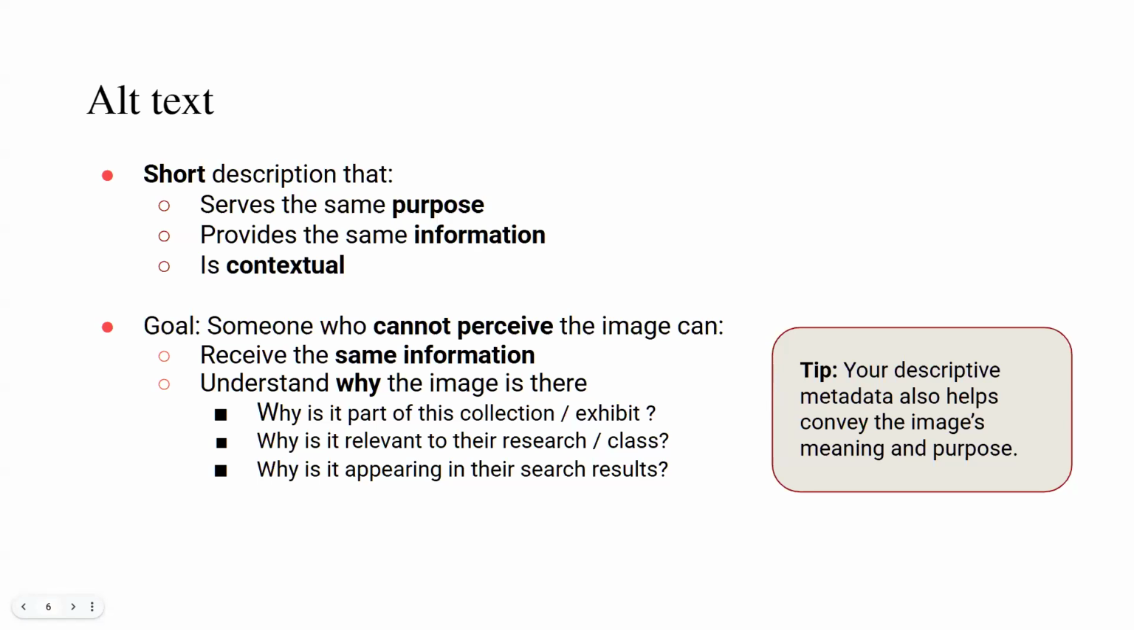All images in your collections that you are making available online need to have alt text to be accessible. And the goal for this is to ensure that someone who can't perceive that image is getting the same information as someone who can, and also understands why the image is there. This also means that when you think about alt text, you should think about where and how your collections are being used, whether that's research, teaching, a particular exhibit, or another sort of specific presentation of images. And I want to call out that your descriptive metadata, in addition to the alt text, is helpful here, right? And we'll talk a bit about that as well.